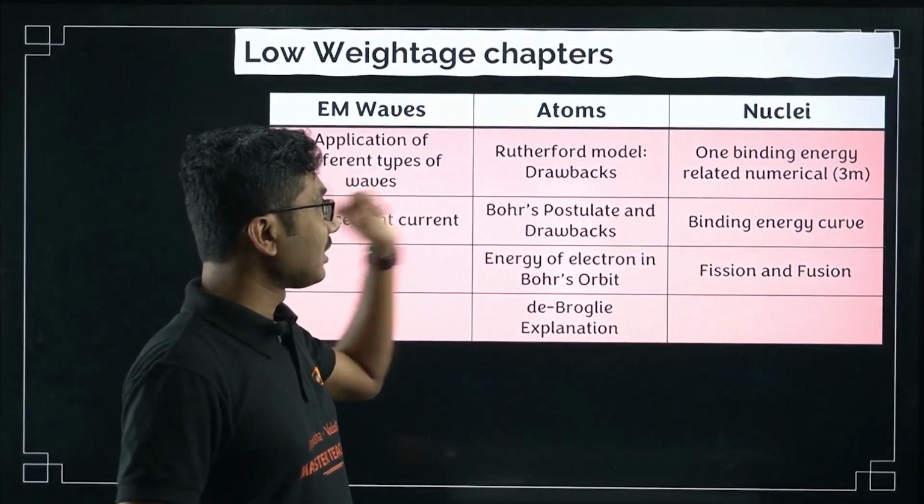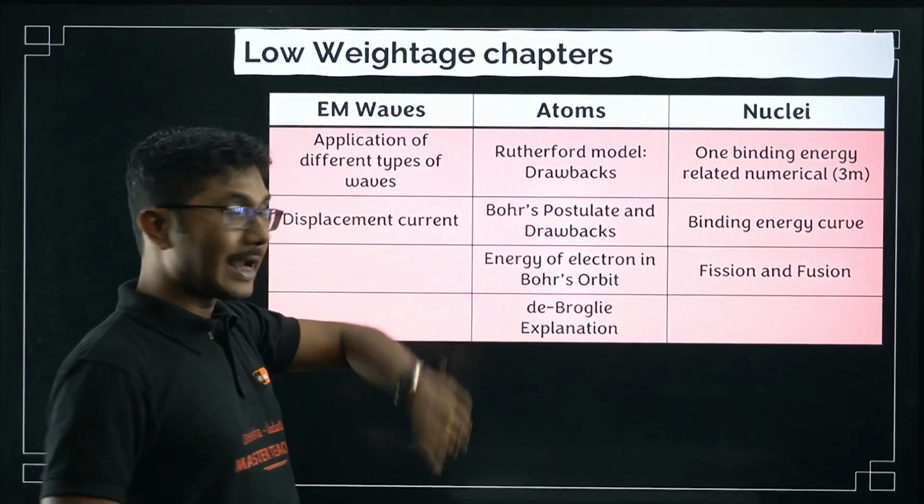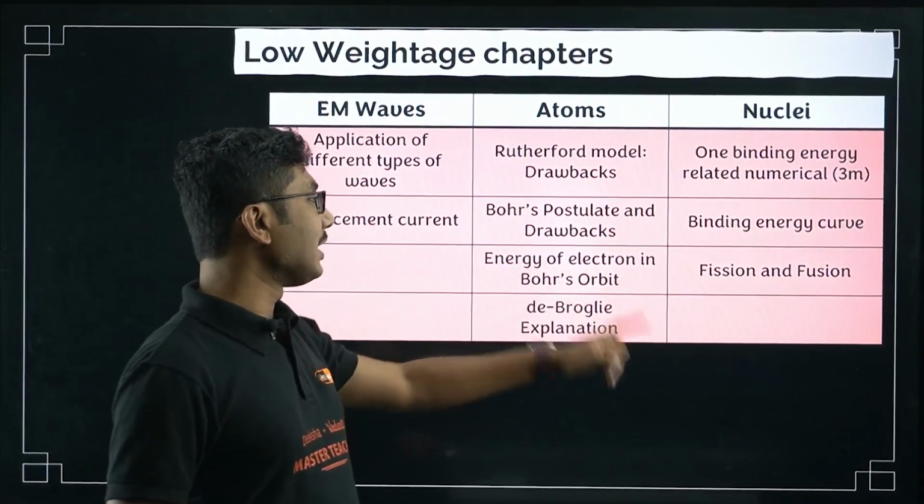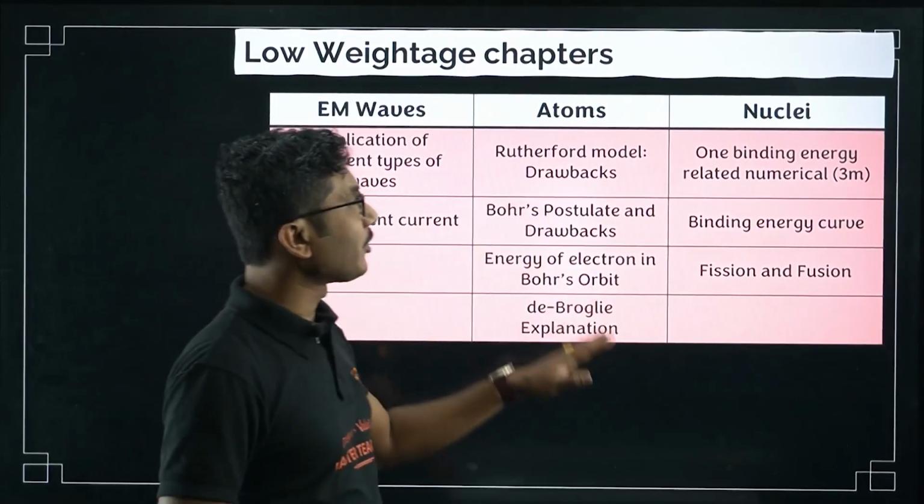Atoms chapter: Rutherford model and its drawback, Bohr's postulates and drawbacks. Now energy of electron in Bohr's orbit and de Broglie explanation. These are the important concepts from the atoms chapter.